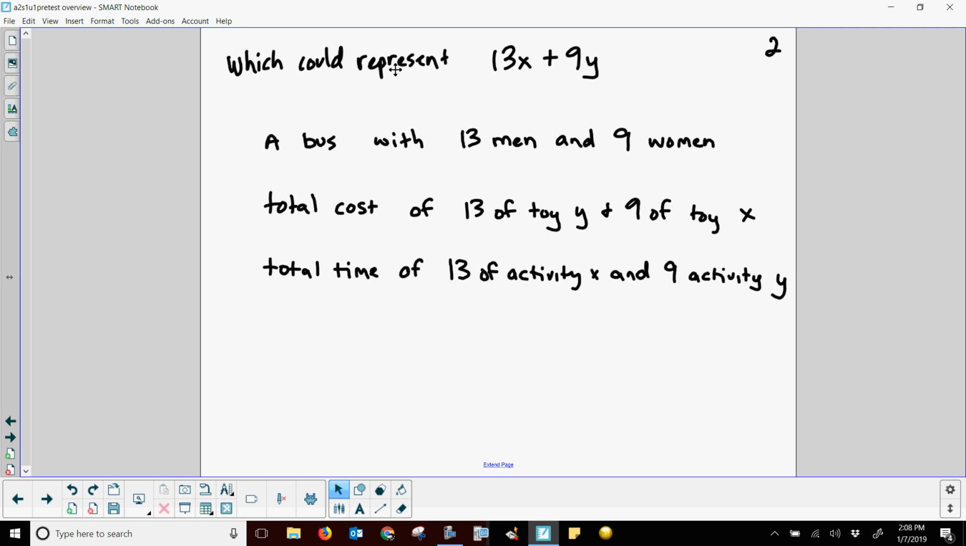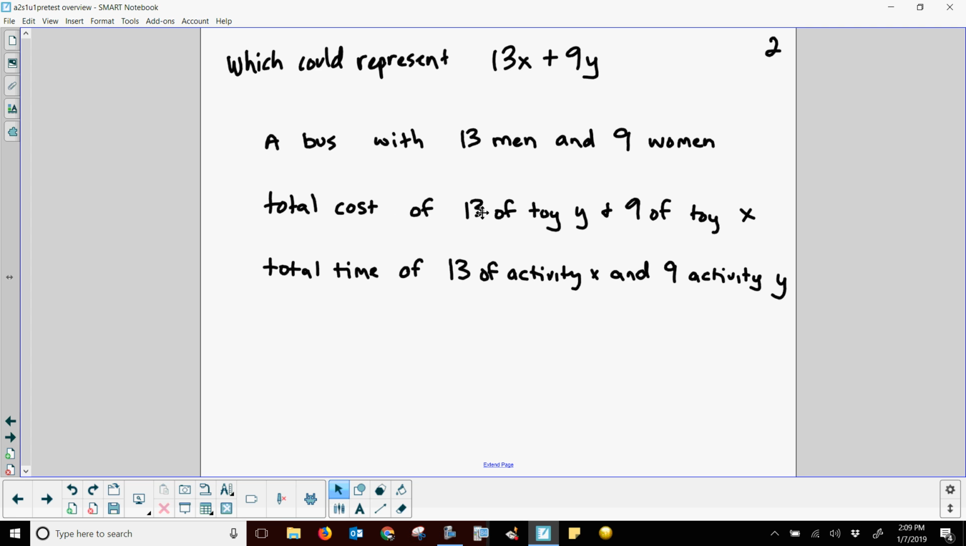Concept number 2, they give you an equation and ask which one of these could help represent 13x plus 9y. A bus with 13 men and 9 women. See, this doesn't really quite work because that's really just 22 people on the bus. The x and y don't really have anything to do with it.